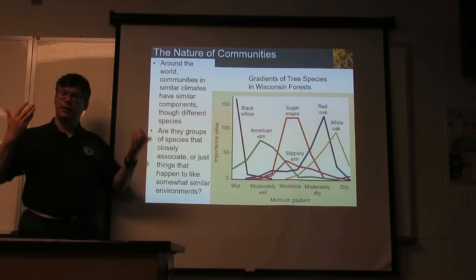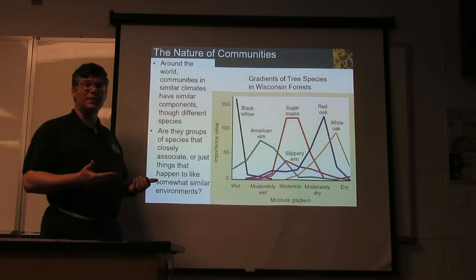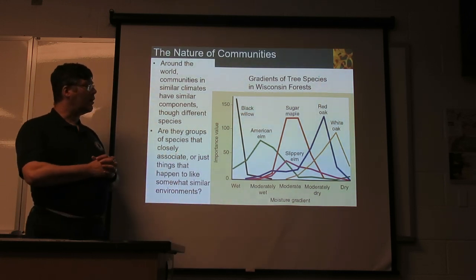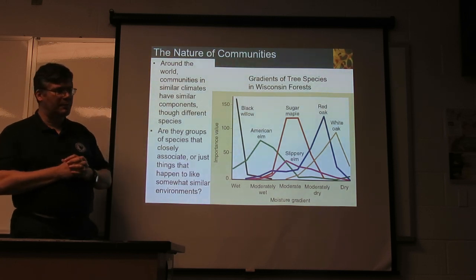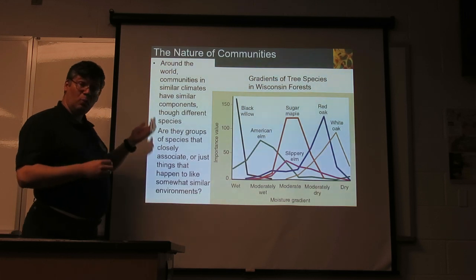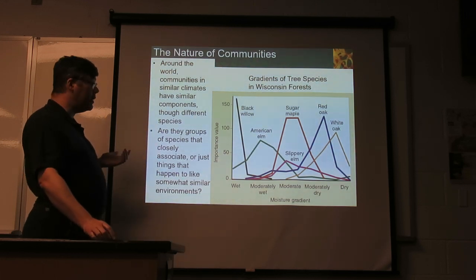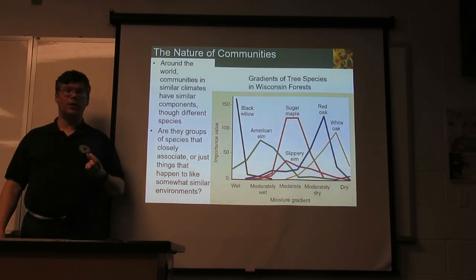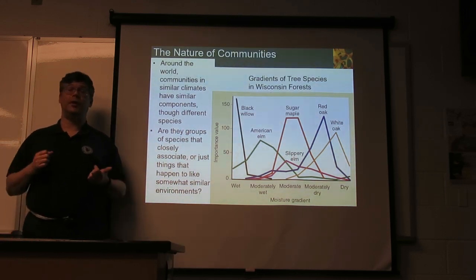Communities. Different types of species making up the populations together. Okay, just what sort of togetherness is this? We do see similar looking communities in different parts of the world. The exact types of things in them is somewhat different, but broadly similar communities.